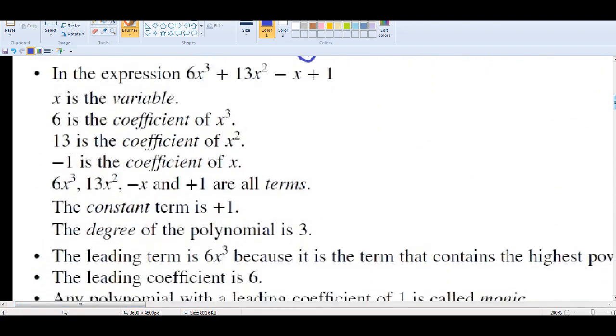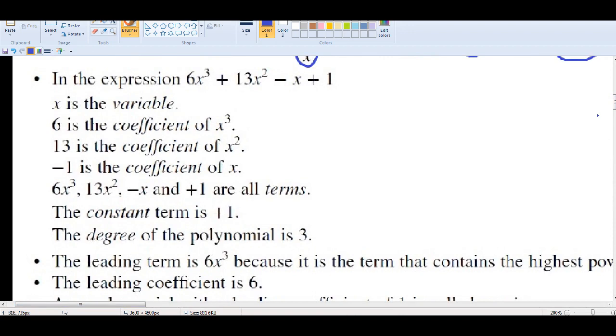All right. Let's see other names or notations for polynomials. Take the expression 6x cubed plus 13x squared minus x plus 1. This is a polynomial, because all the powers of x are non-negative integers. x is the variable in this case. For every polynomial there must be a variable. A variable is something you can substitute different numbers into. Remember this, we might use that in a later stage of this chapter.